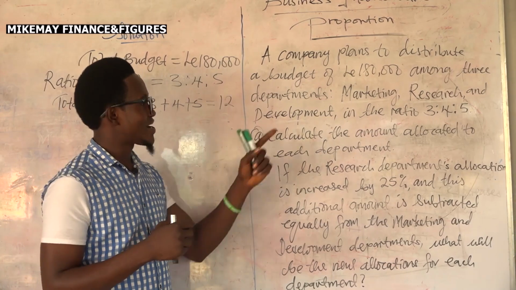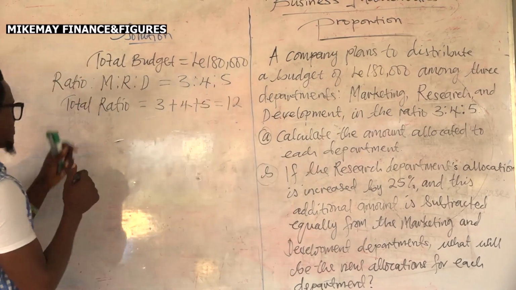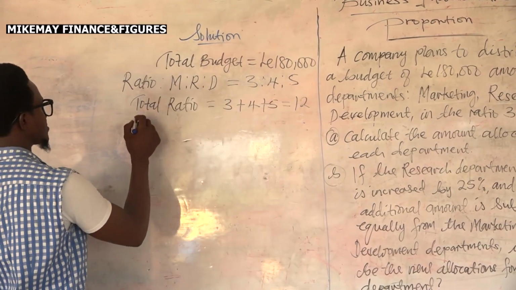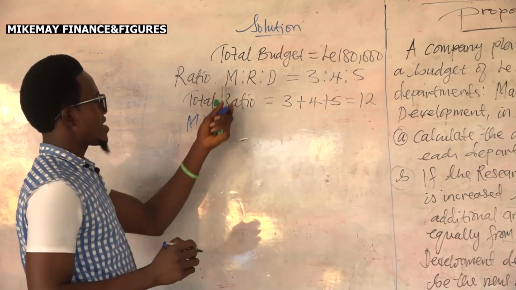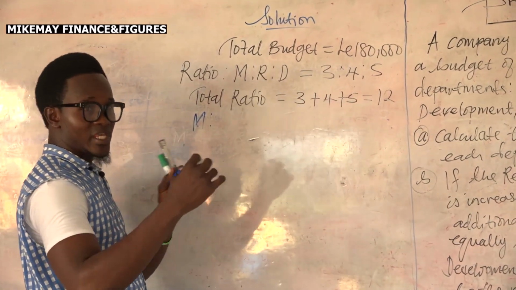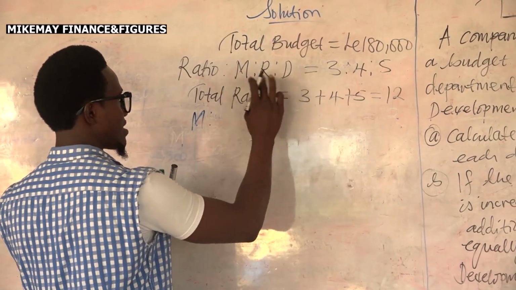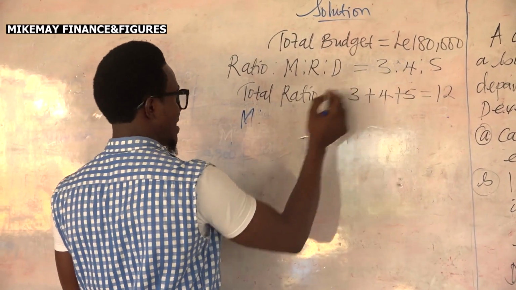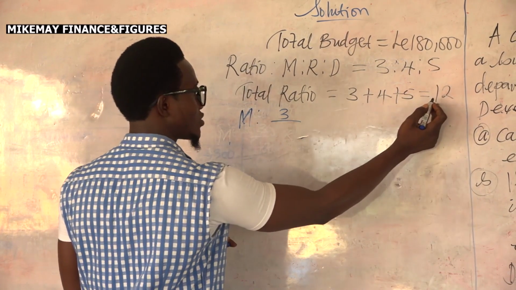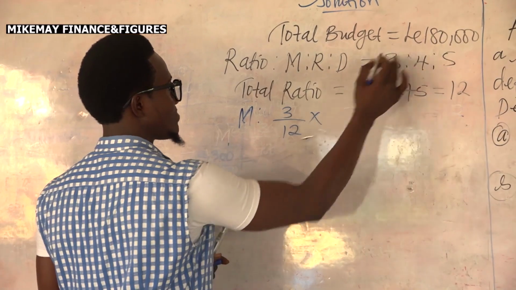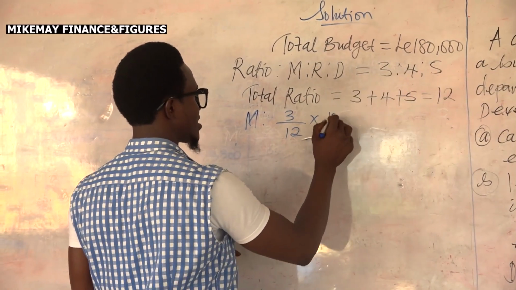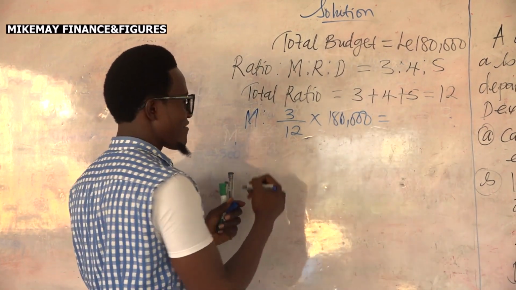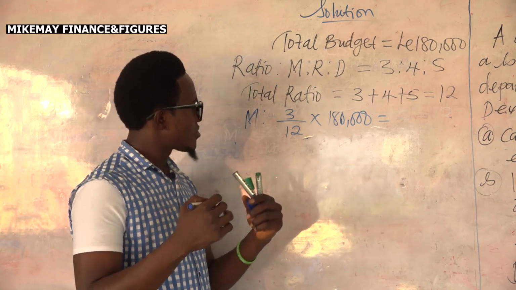Now, let us go ahead and calculate the amount for each department. Now, we want to start with the marketing department, M. Remember, M has 3, respectively, in order of appearance. M has 3, R has 4, and D has 5, all right? Now, because M has 3, we are using the 3 and divide by the total, 12, and multiply by the total amount, total budget, which is 180,000.